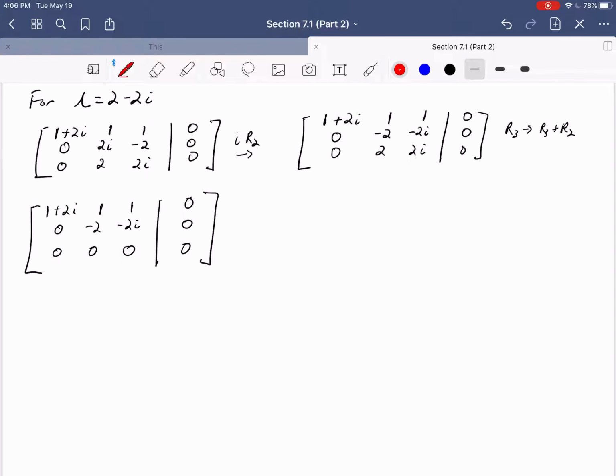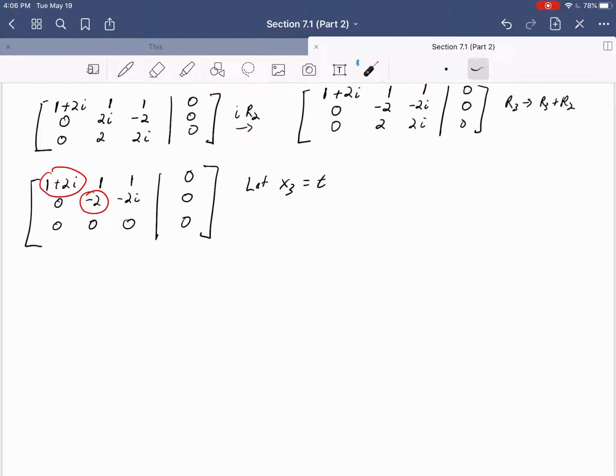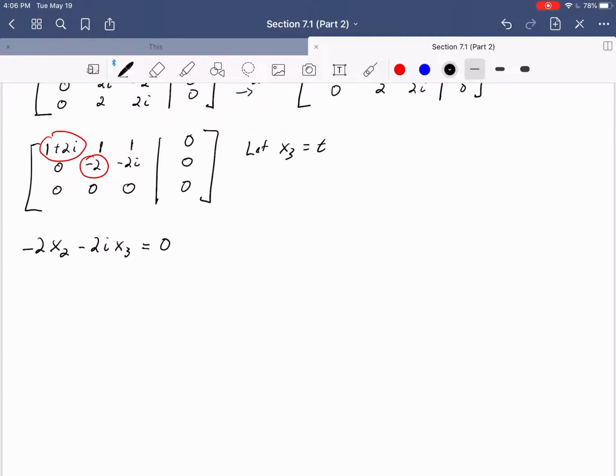So even though it looks a little bit weird with the complex value there, keep in mind you can just go ahead and do this the standard way. We want to avoid parameterizing the first and the second. So we're going to let x3 be equal to t. Then this equation here is going to tell us that negative 2x2 minus 2i x3 is supposed to be 0. So that gives us negative 2x2 minus 2it equals 0. So that gives us negative 2x2 is 2it, and that gives us that x2 is negative it. So x2 should be negative it.